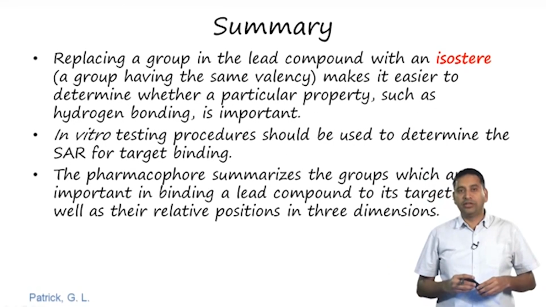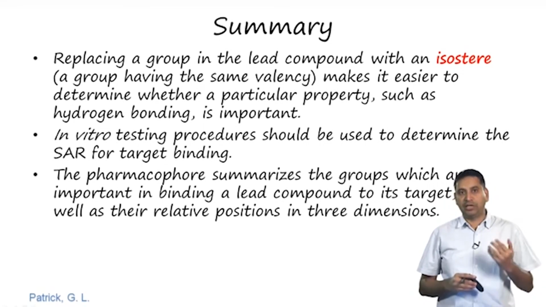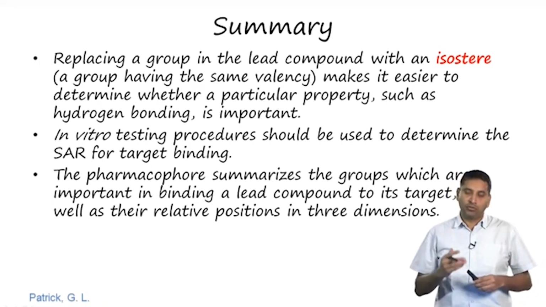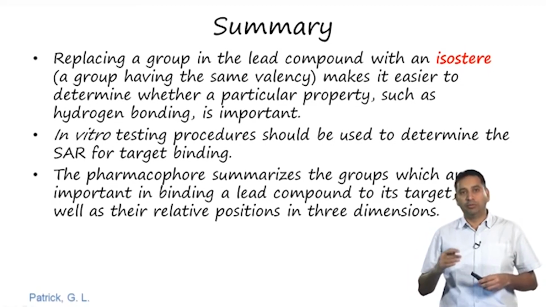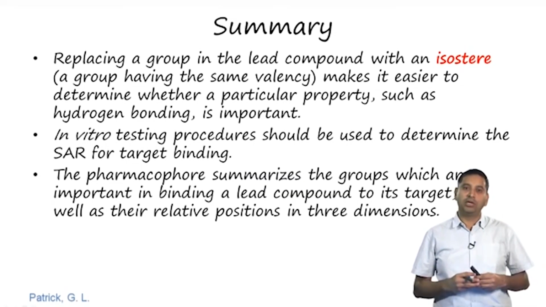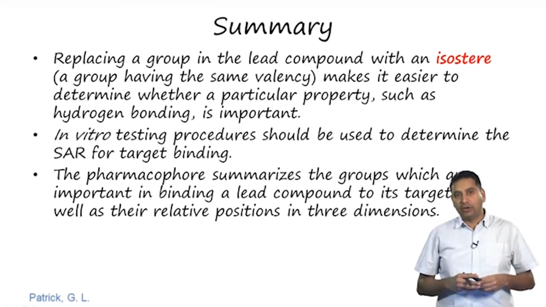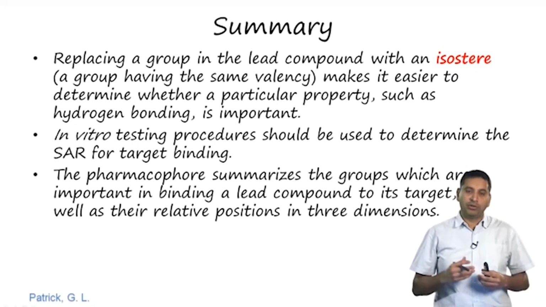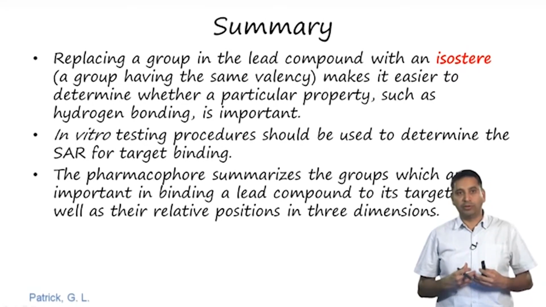We also introduced the concept of an isostere, which is basically a group that has the same valency. An isostere for an alcohol would be CH2, NH2 and so on. For example, when we want to interrogate whether a particular property such as hydrogen bonding is important, we would replace that group with an isostere which does not change the molecular weight a whole lot, but would change the polarity and the hydrogen bonding capability. And we also understood why in vitro testing procedures are important, because once we start looking at animal models, the drug may actually not reach the target and that may be difficult to interpret.